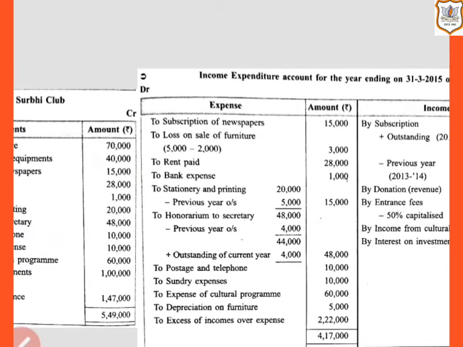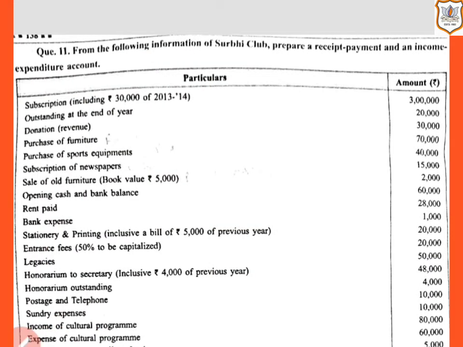Amount is 1,000. Now next, stationery and printing. Here it is. In the bracket it is given that it is inclusive of a bill of rupees 5,000 of previous year. So the amount is 20,000. That means in the amount 20,000, 5,000 is the portion which is not of current year, it is of previous year. So in income expenditure account, we will show it as a deduction as it is not of current year.